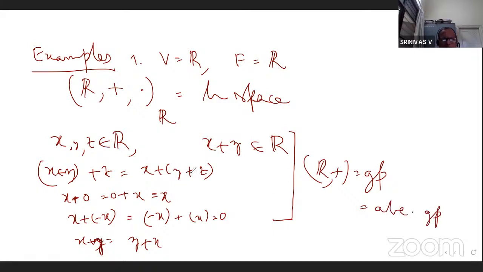And then we have the scalar multiplication. You can multiply a real number by another real number. c is a real number. Your F is R.